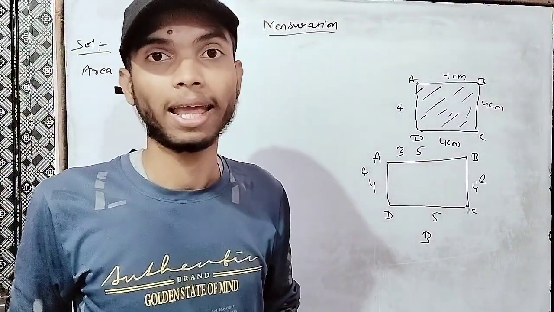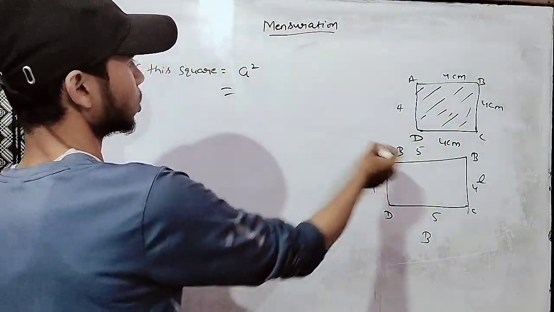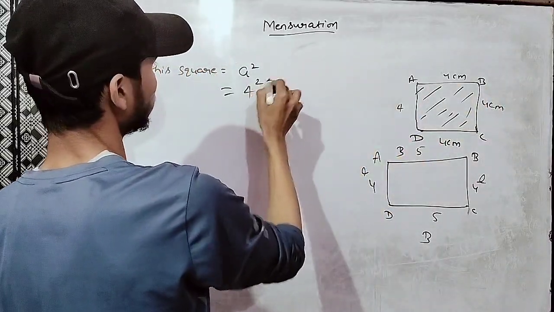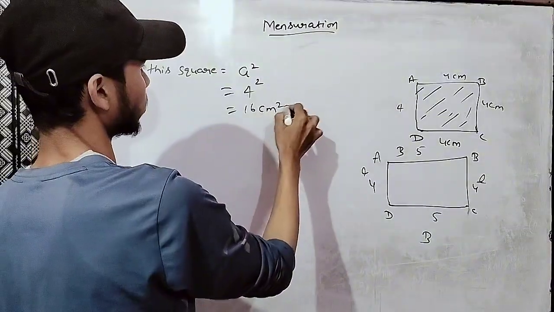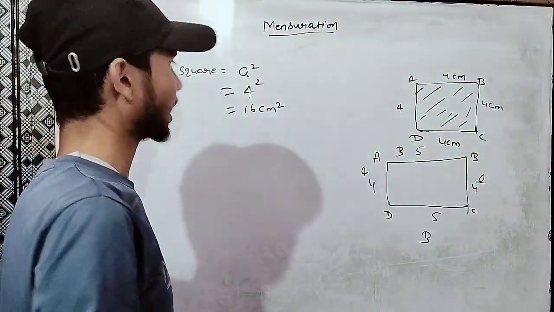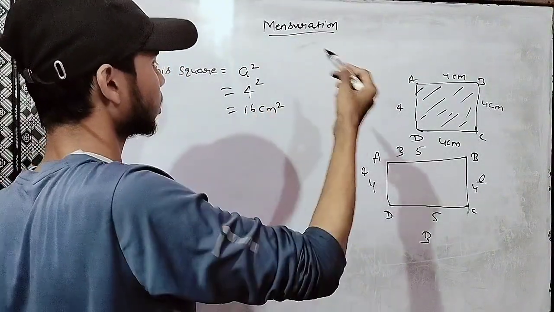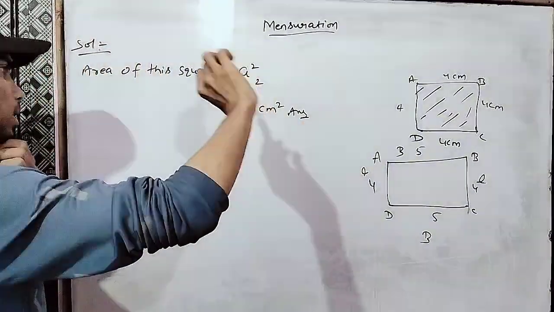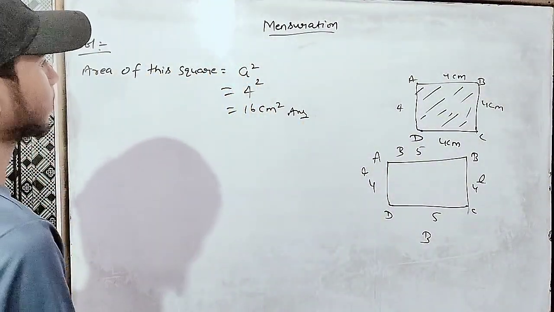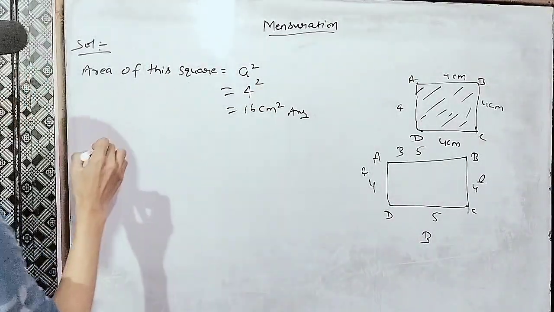The formula would be A raised to the power 2, A squared. So A is 4, two times. 4 times 4 is 16 centimeter squared. The square unit will be applied in the answer whenever you are finding the area of a solid shape.